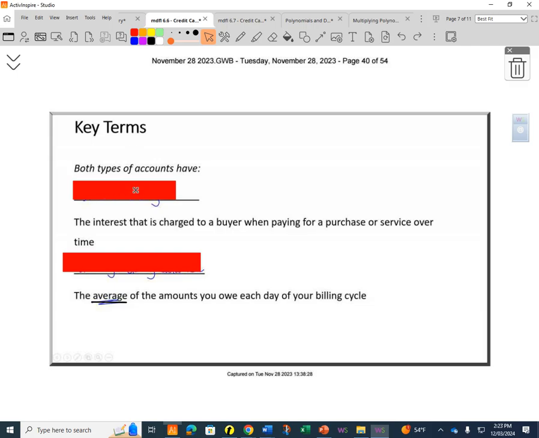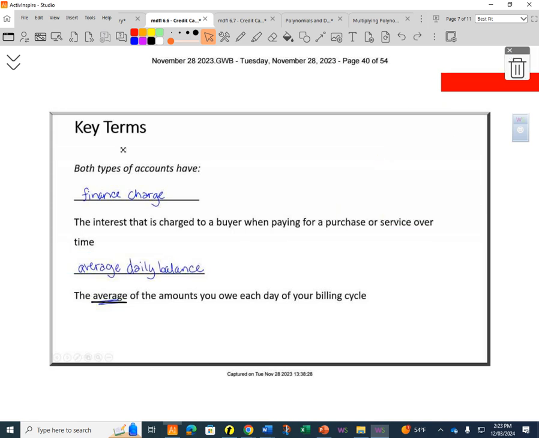So both of the types of credit accounts that we talked about, the revolving credit and the charge account, have finance charges or may have finance charges depending on when you pay the balance or partial balance. The finance charge is interest that is charged to a buyer when paying for a purchase or service over time, so if you don't pay it all at once. And the average daily balance is the average of the amount you owe each day of your billing cycle. We're going to talk more about that next. Remember, I'm kind of moving fast, but you can pause this and fill in so you can keep up.